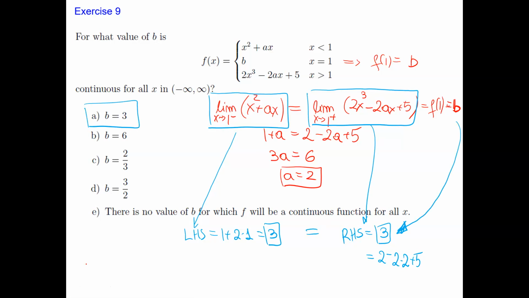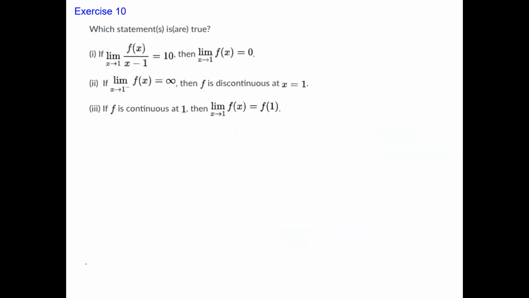Okay, that's a nice question. But definitely the limits on the left and on the right-hand side have to be the same for the continuity. And the value, we cannot afford a removable discontinuity. Okay, now a couple of true and false statements.